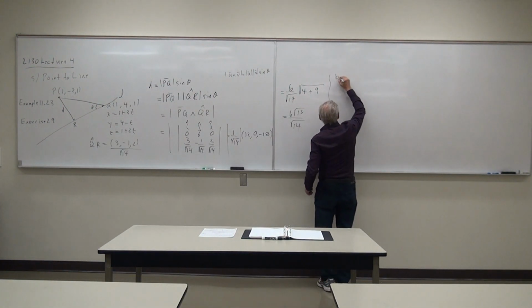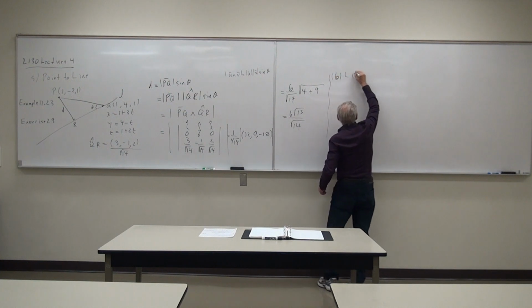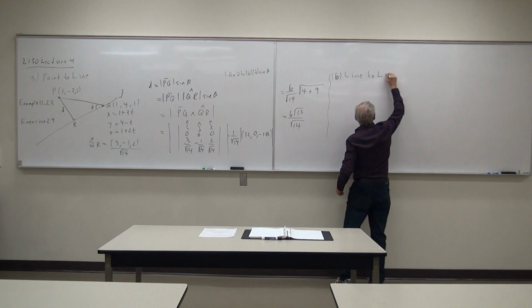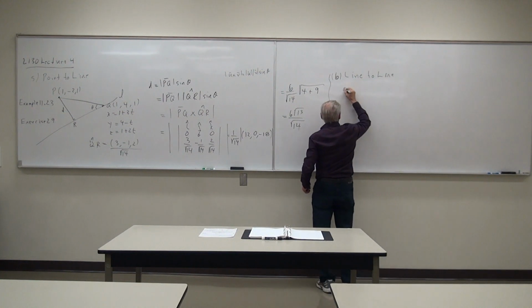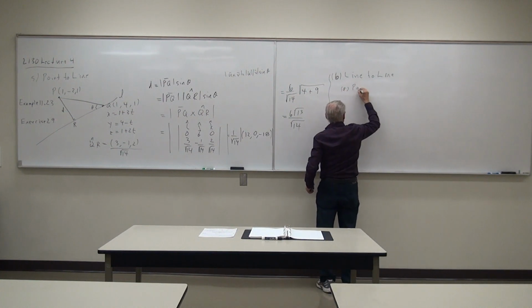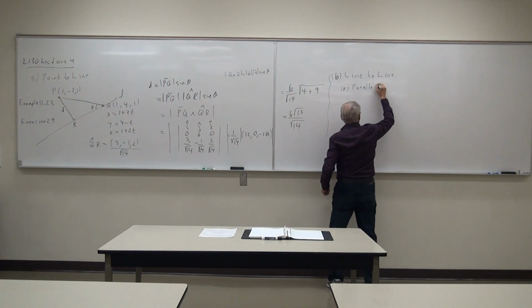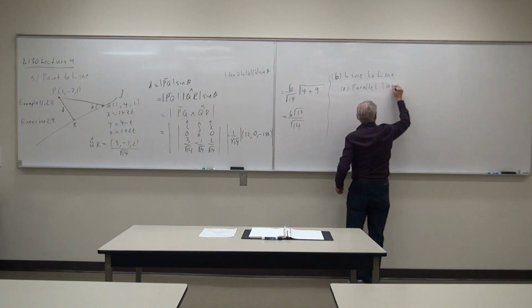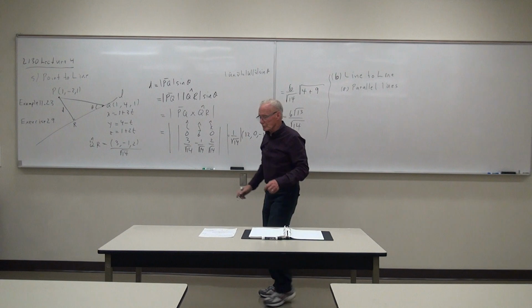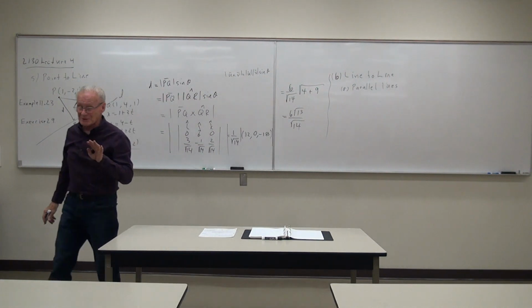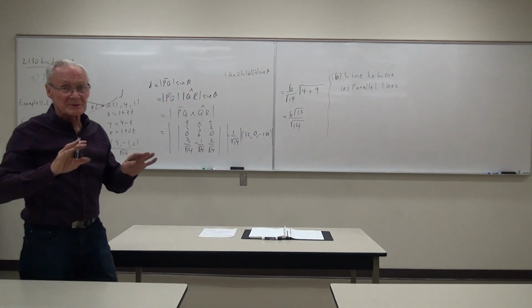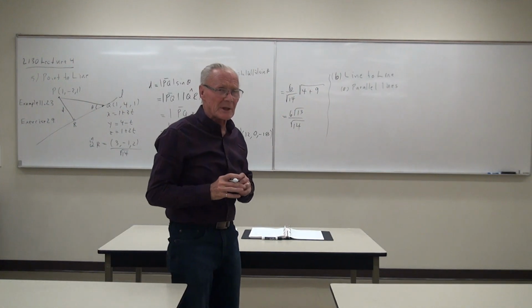Line to line. Number 6. Line to line. And I would suggest we break this into 2 pieces. Parallel lines. If the lines are parallel, so we are going to assume that they don't intersect. If they intersect, then the distance is 0. So we're assuming that's not the case.